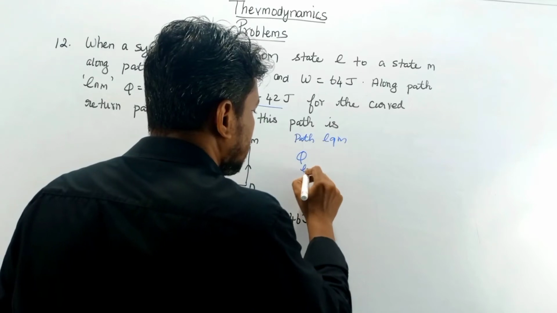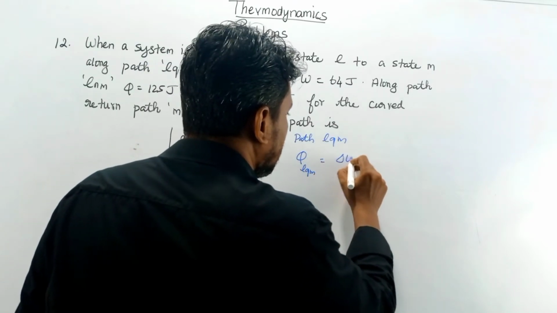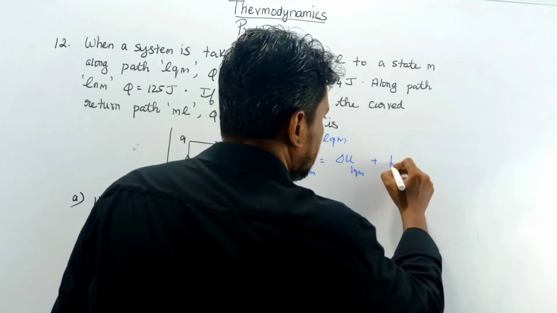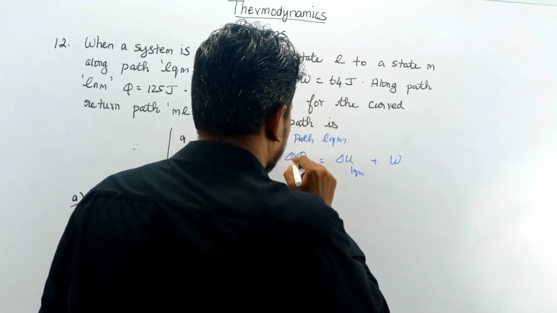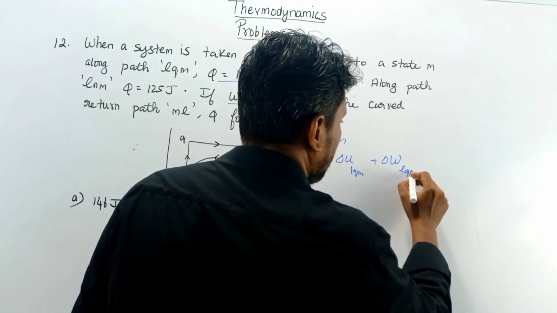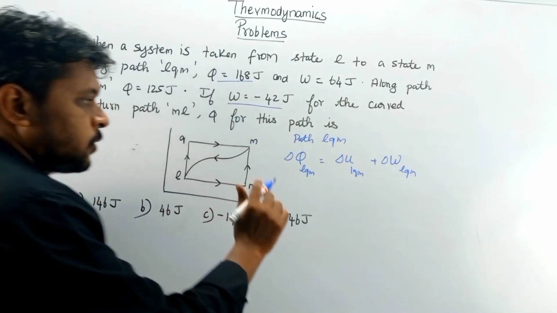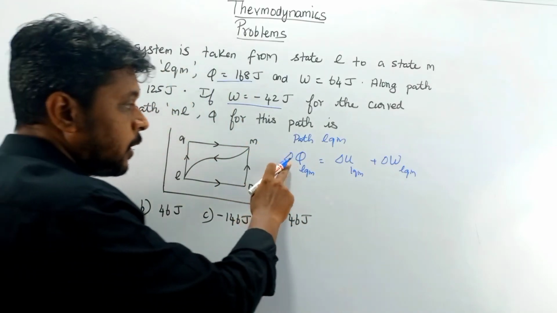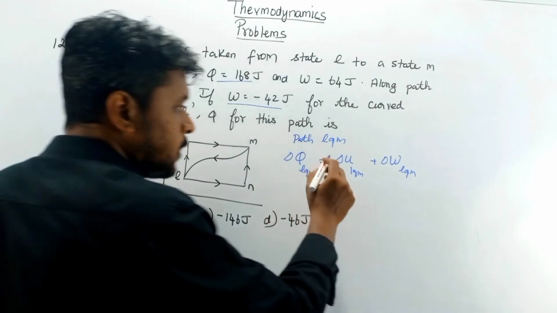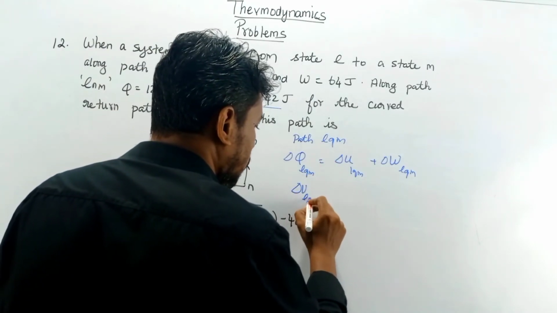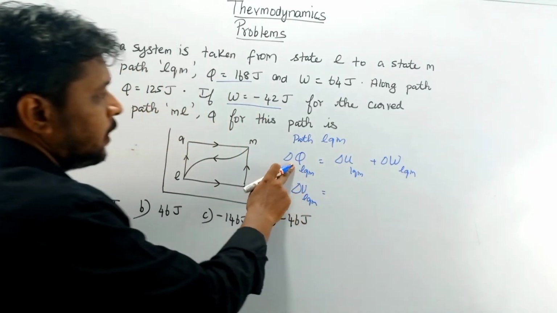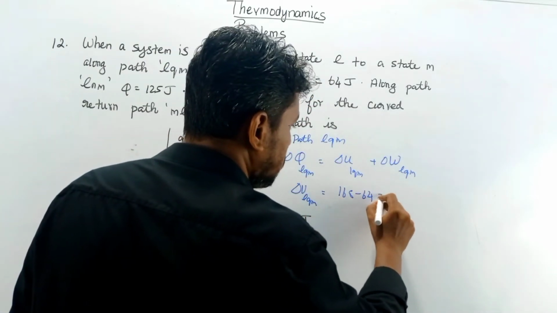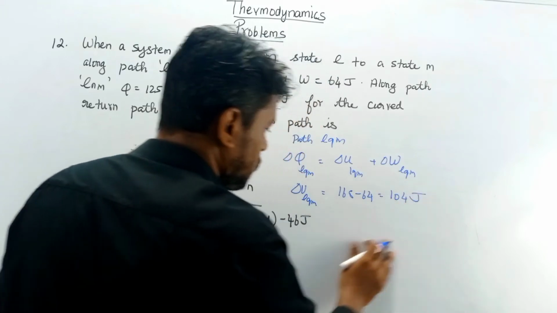So Q in case of LQM will be equal to delta U in terms of LQM plus work done, delta W in terms of LQM. Now from this, the known values are delta Q and delta W. So what is delta U now? Delta U of LQM will be equal to, here the values are given as 168 and 64, that is 168 minus 64, which is equal to 104 joules.